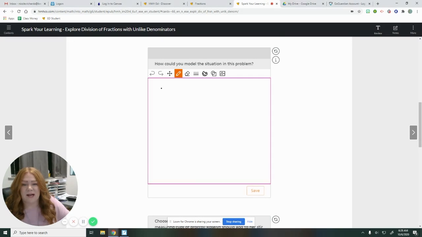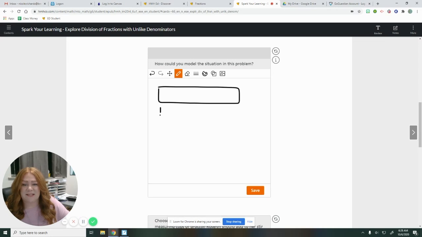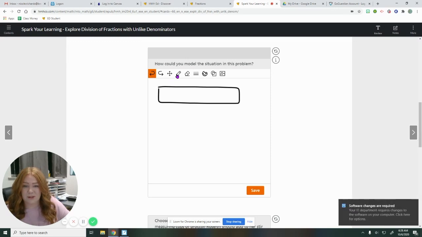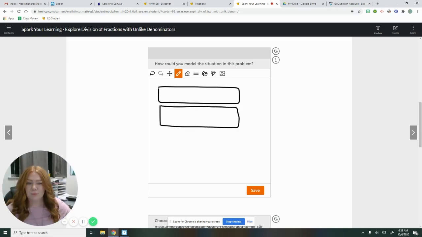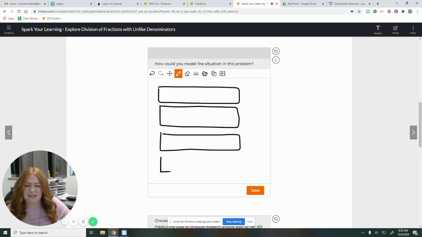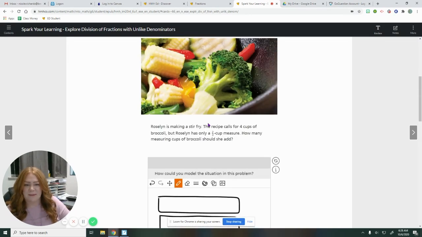So I'm going to start and I'm going to draw what she has. And I know she has 4 cups here. And that one got a little too big here. So let me try that again. Okay. So there's 3 cups. I'm making these as close to the same size as I can. So I know drawing with a mouse is not easy. So there is 4 cups. So 1 cup, 2 cups, 3 cups, 4 cups.